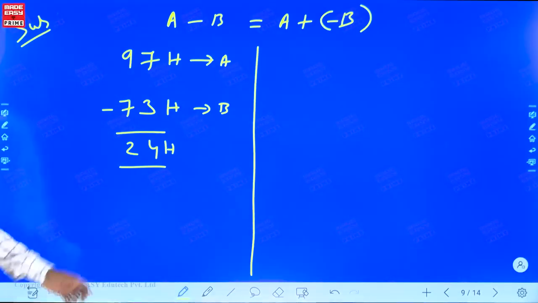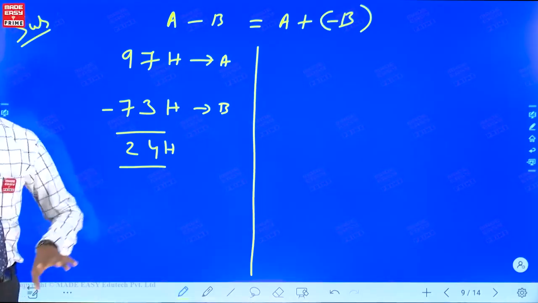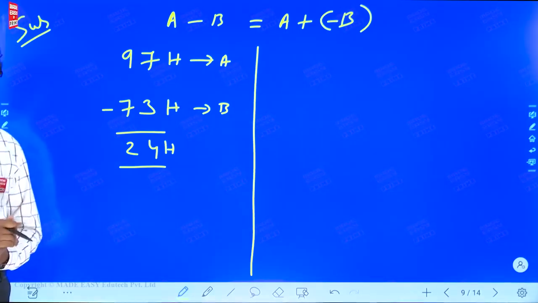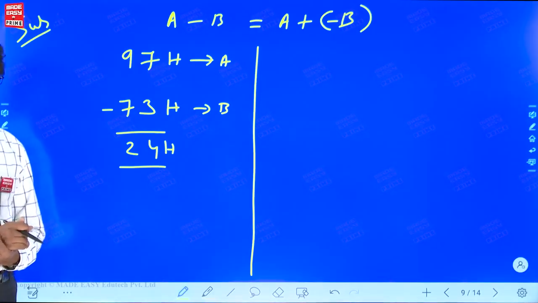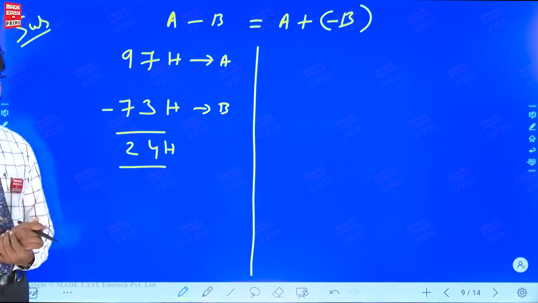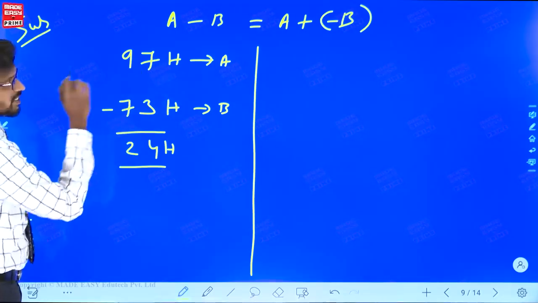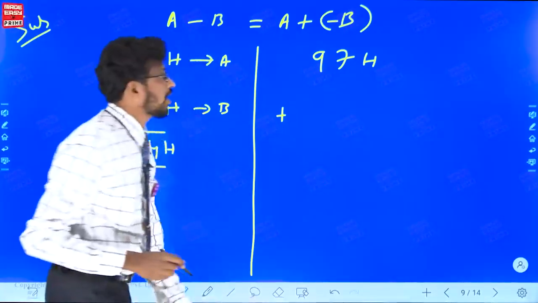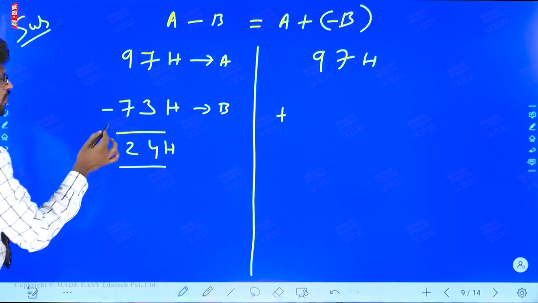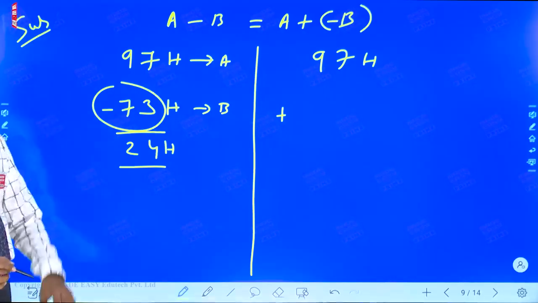Clear? So to find the negative value, you may take 1's complement or 2's complement. But 1's complement will give you erroneous results sometimes, which is not produced with 2's complement. That is why we go with the 2's complement method of operation. So observe here. 97 is as it is, A is A, 97 remains unchanged. But what to do now? I want to find out minus B. Now tell me how to find the negative of this data.